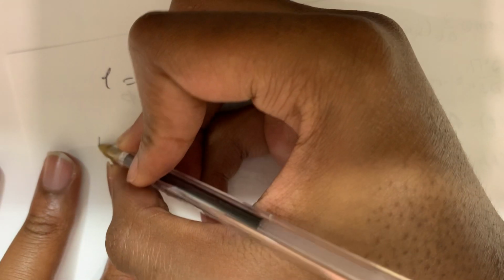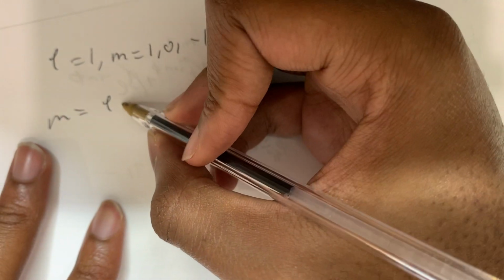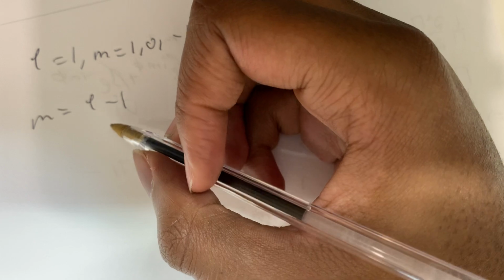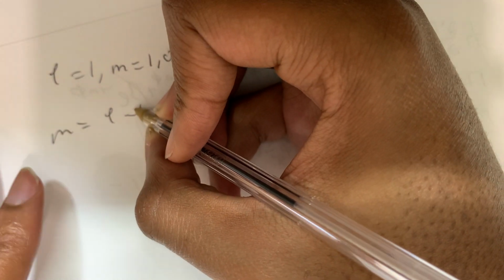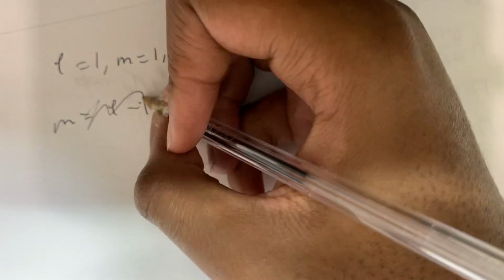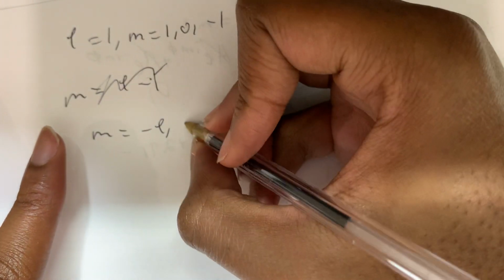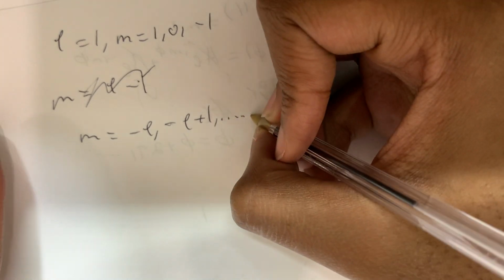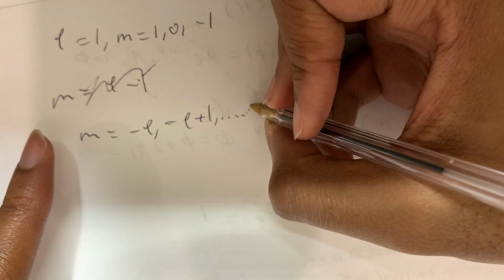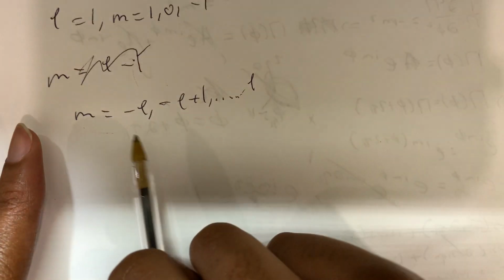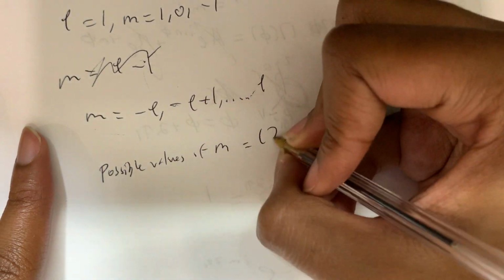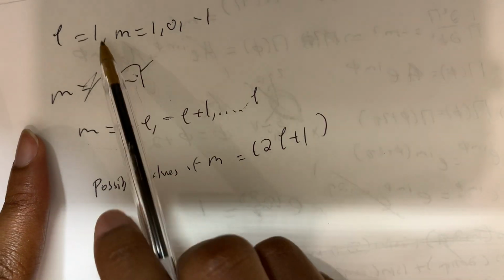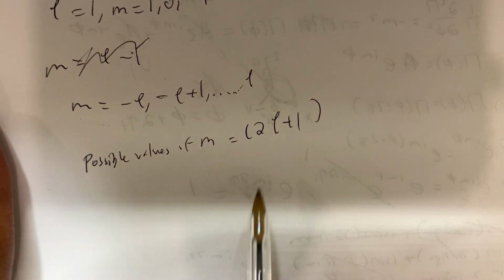So the pattern here is that m is like minus L, and minus L plus 1, and so on, all the way to L. It could be any one of those values. And to be more precise, the number of possible values of m is 2L plus 1. For example, when L is 1, we had 3 terms. Well, 2 times 1 plus 1 is 3. 3 possible values of m. Okay?